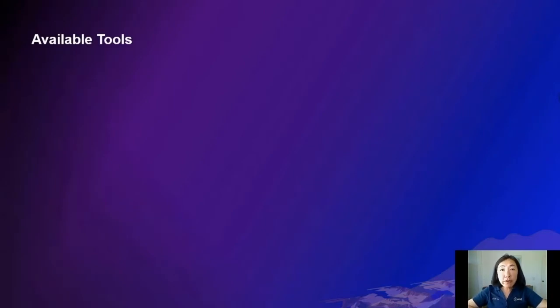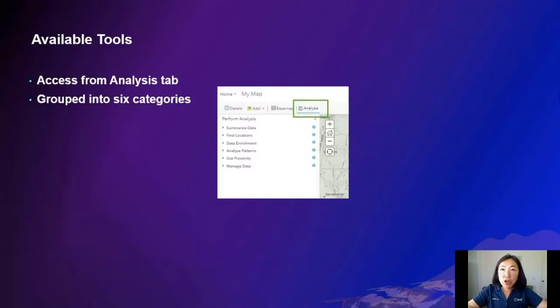So what tools are available currently? As Amanda showed in her demo, you can access the tools from the Analysis tab on the Map Viewer Classic. The online analysis tools are grouped into 6 categories, broadly related to what you wish to do. Let's quickly go through each one of these categories.